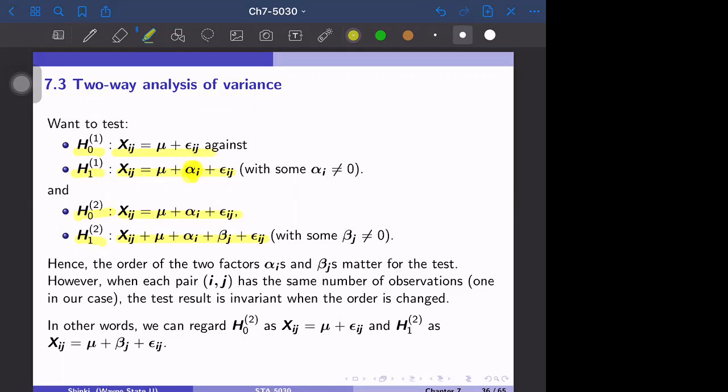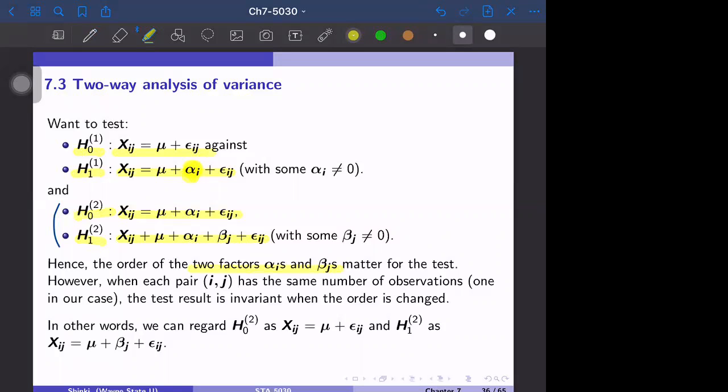So this is a kind of more strict, more conservative situation for the second factor. So the second factor may be useful if the first factor does not exist. But if the first factor really explains many of the xij, it's difficult for beta j to come in. So it's more difficult to reject the H0 for the second test, conceptually at least. So this means the order of the factors matters.